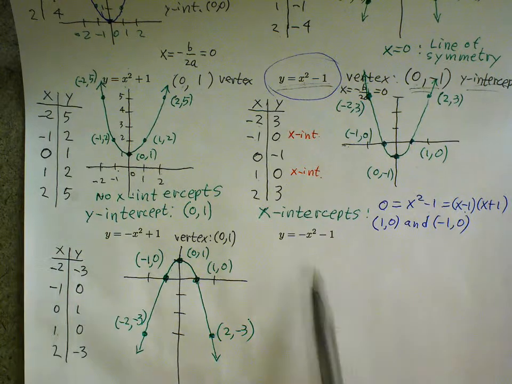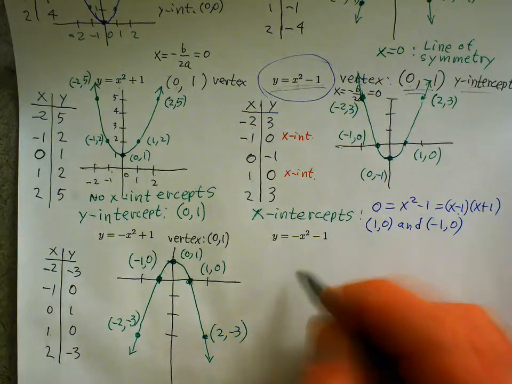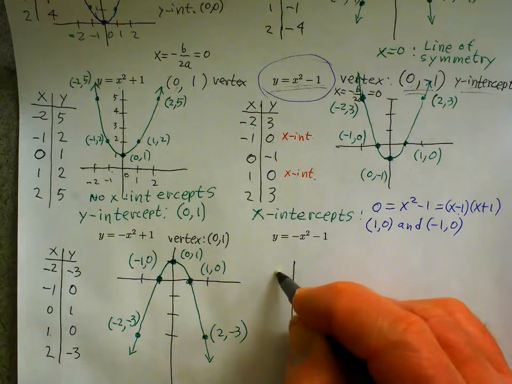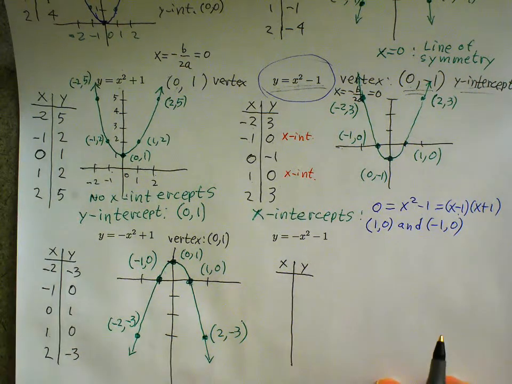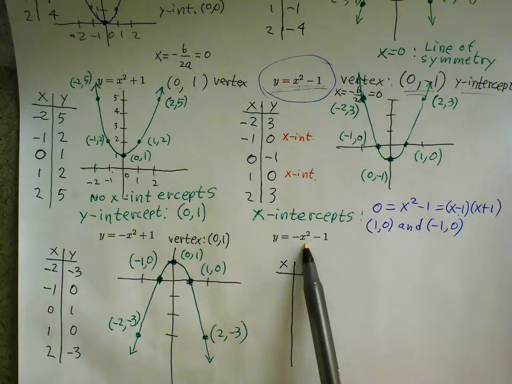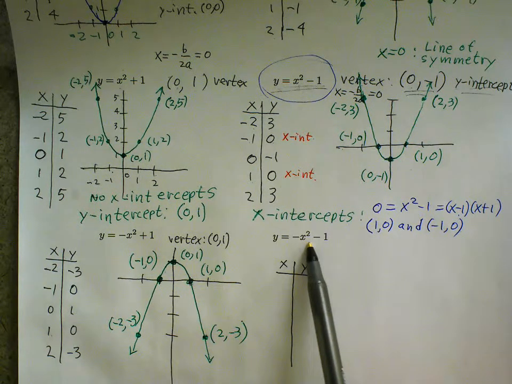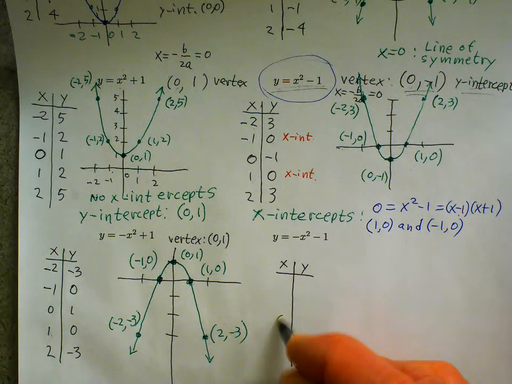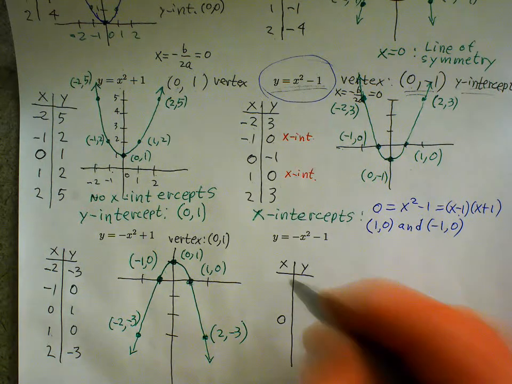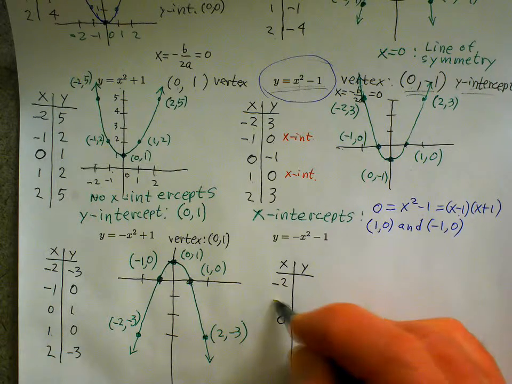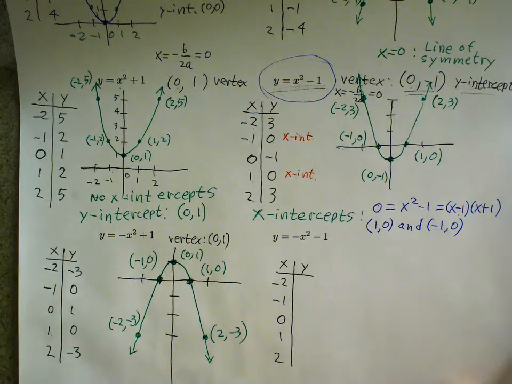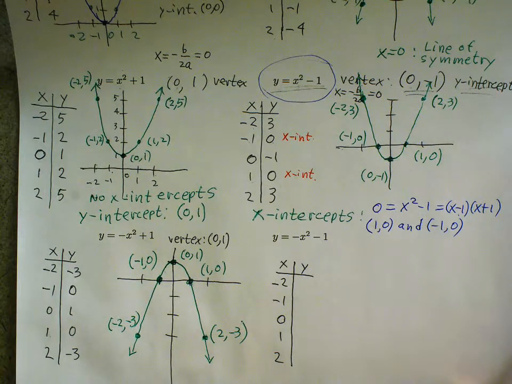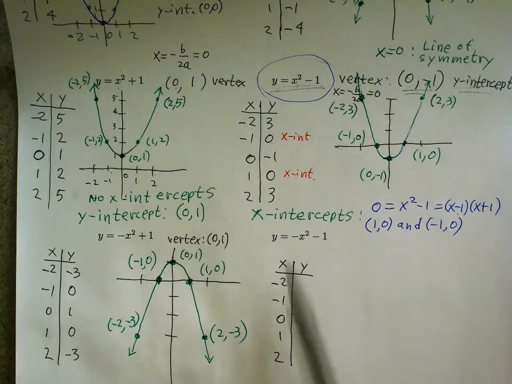Okay, let's graph the next one. We have a little bit more than 2 minutes left. Okay, so the x-coordinate of the vertex is 0. So I'm still using the same x-coordinates, negative 2, negative 1, 0, 1, and 2. Tomorrow we'll graph quadratic functions that will pick different x values.